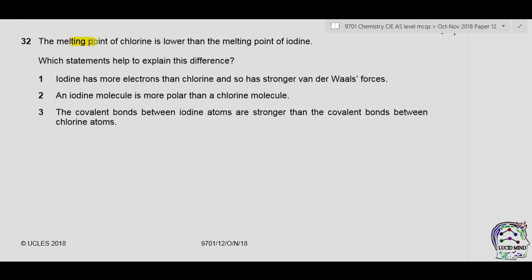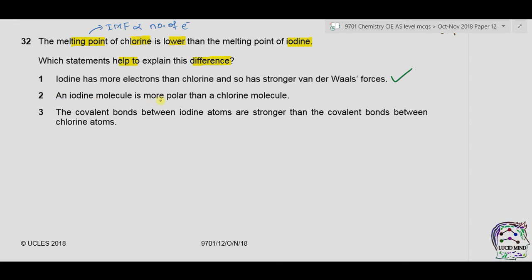Question 32. The melting point of chlorine is lower than the melting point of iodine. Which statements help to explain this difference? Now the melting point depends on the intermolecular forces of attraction, and intermolecular forces are directly proportional to the number of electrons present in the molecule. Option 1. Iodine has more electrons than chlorine. This is true, and so has stronger van der Waals forces. So the greater the number of electrons, the greater will be the intermolecular forces or the van der Waals forces.